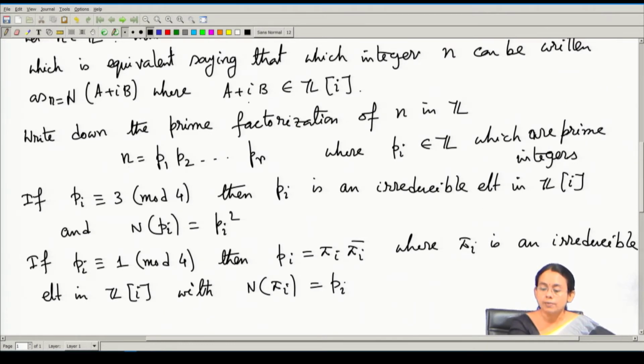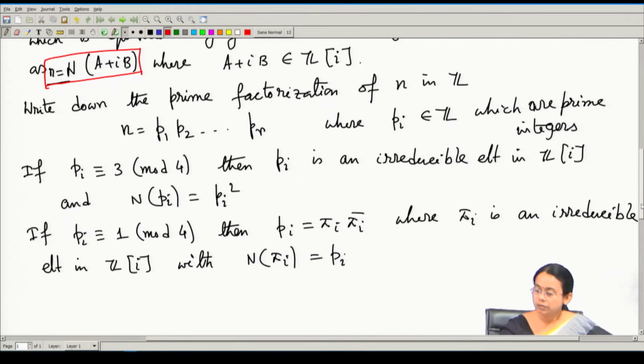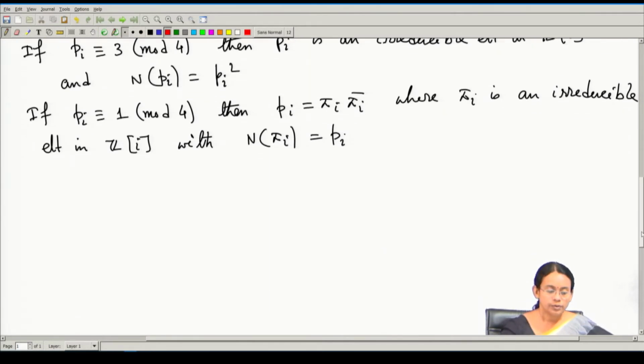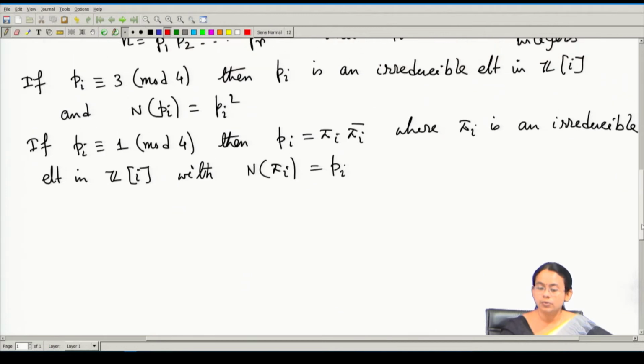So, now our aim is to find out how to construct this element a plus ib from these pi's, so that the norm of this element will be equal to this integer n. For that I will divide it into two cases.